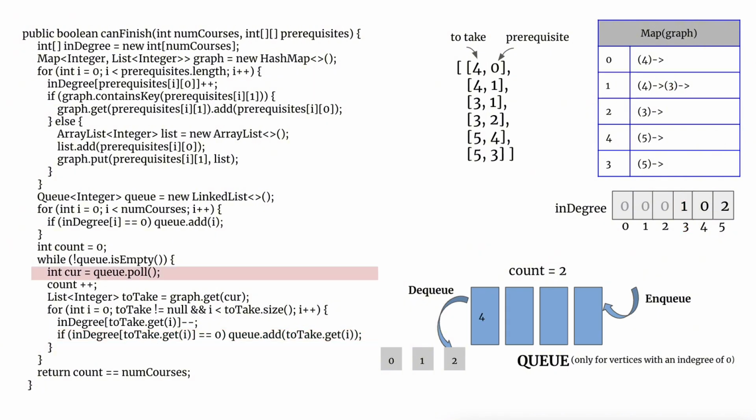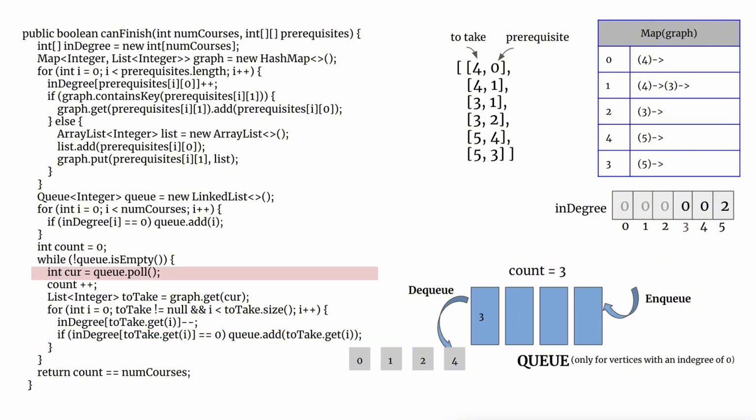This time, we dequeue course 2, count++. I then check the hash table to see which courses are influenced by the completion of course 2. Use a for loop to iterate through this array list. Decrease course 3's indegree from 1 to 0 as it's influenced by the completion of course 2. After decreasing the indegree, we check if vertex 3's indegree is now 0. It's yes. We add vertex 3 into our queue.